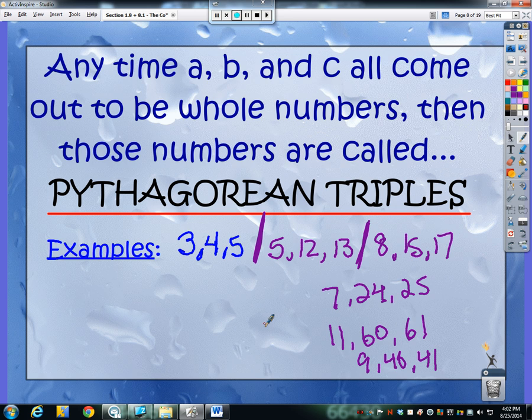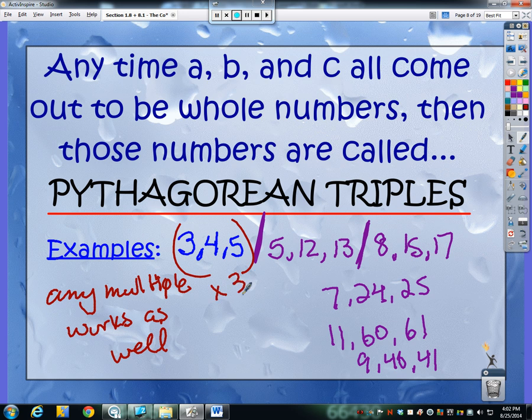Now, besides these, I want to let you know that also any multiple works as well. What do I mean by that? I mean, if you take a 3, 4, 5 and you multiply all those numbers by 3, you get 9, 12, and 15. 9, 12, 15 is a Pythagorean triple. It works out. 9 squared plus 12 squared is 15 squared. So you might go, why didn't you talk about 9, 12, 15? Well, because this is what I call a 9, 12, 15. It's really a triple 3, 4, 5.